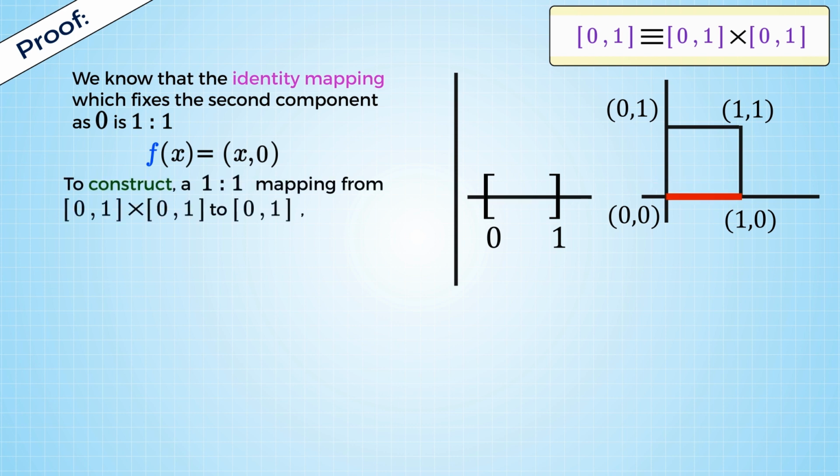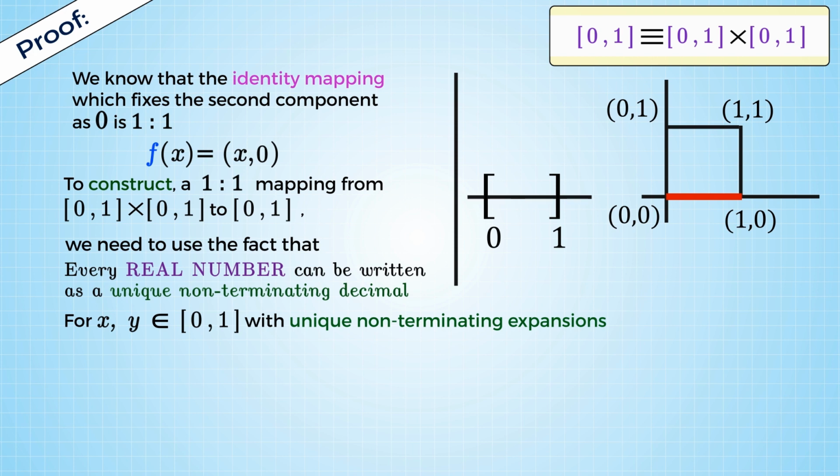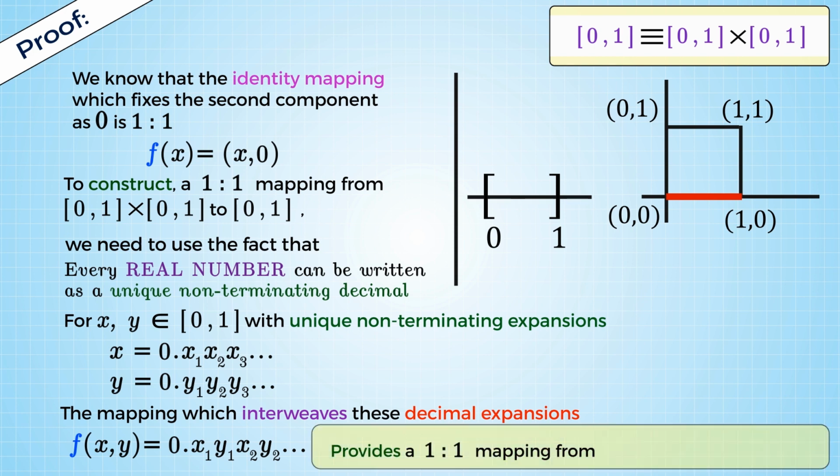To construct a one-to-one mapping from [0, 1] cross [0, 1] to [0, 1], we need to use the fact that every real number can be written as a unique non-terminating decimal. For x and y in [0, 1] with unique non-terminating expansions, x equals 0.x1x2x3, and so forth, and y equals 0.y1y2y3, and so forth, the mapping which interweaves these decimal expansions, f(x, y) equals 0.x1y1x2y2, and so forth, provides a one-to-one map from [0, 1] cross [0, 1] to [0, 1].